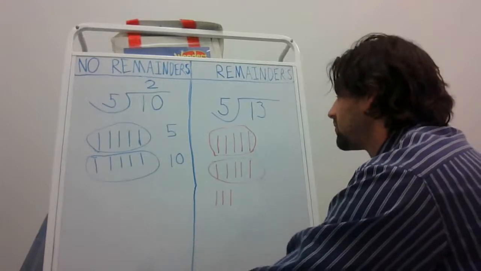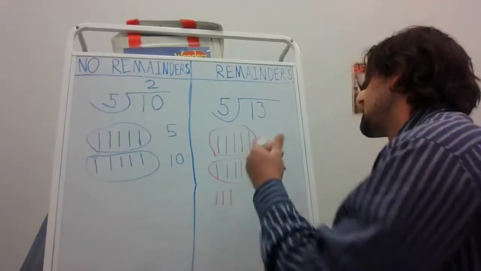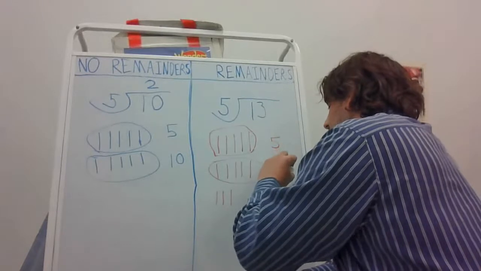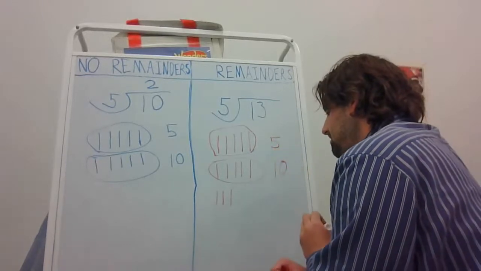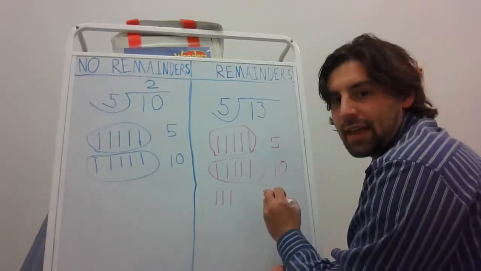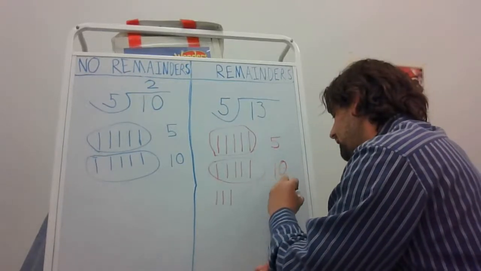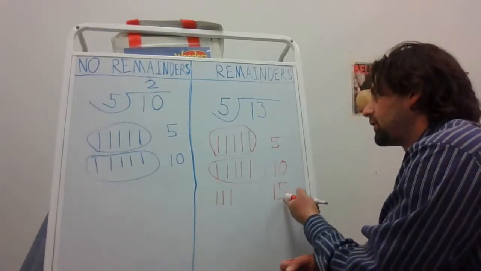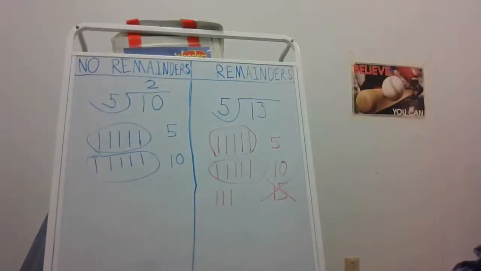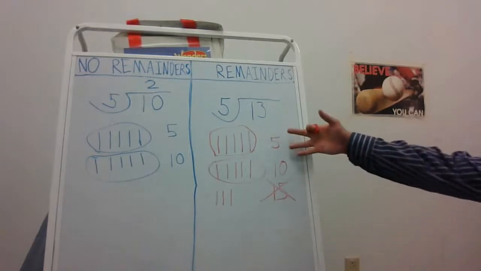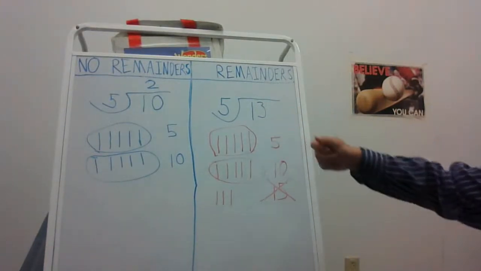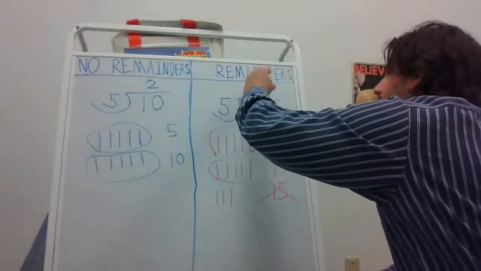Now, if I want to do it the skip counting way, I want to skip count by 5s. 5, 10. Now, if I was going to skip count by 5 again, I would be at 15. That doesn't work because 15 would be past the number 13. So I was able to skip count by 5s twice. I was able to get 2 groups of 5 within the number 13. There is going to be a remainder here, though.